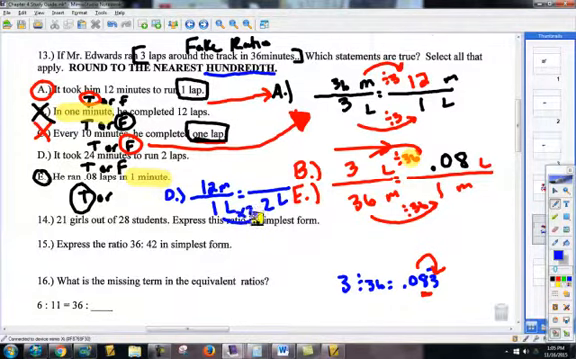So I know that I'm doubling my amount of laps, which means I'm multiplying by 2. So I've got to do that to my amount of minutes, and I get 24 minutes. Okay, and right there I just proved that letter D is also true.